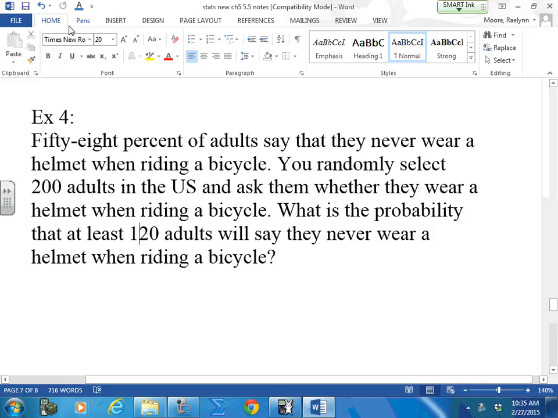Again, we're going to follow the pattern. We're going to test. If everything's well, we're going to do the mean, the standard deviation. We're going to sketch. We're going to do your probability statement, correct it for continuity, do your z-score, find the area. Okay? Our goal is to find the area under the curve.